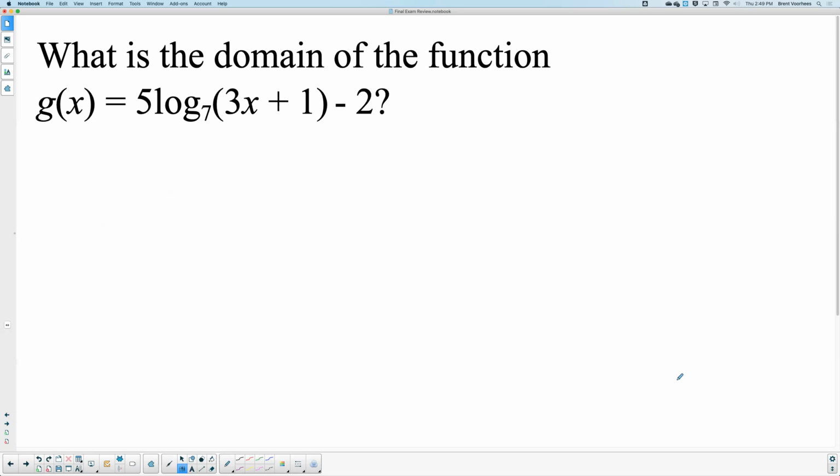Logs must be positive. So if you're doing domain, the only thing that matters is the values that affect the x's, that's inside the logarithm. Those affect the y's. Y's are going to be all reals. Every logarithm is all reals. We talked about this at the start of the lesson. That's not true of the domain. 3x plus 1 has to be greater than 0. That's what you're solving to find domain.